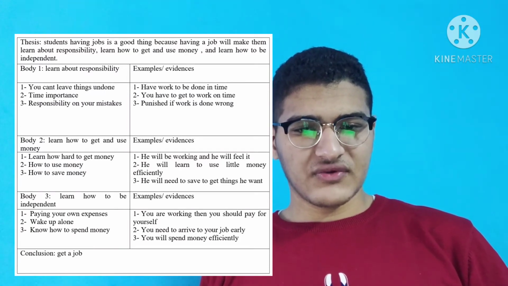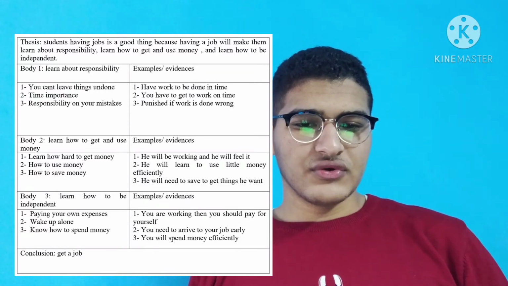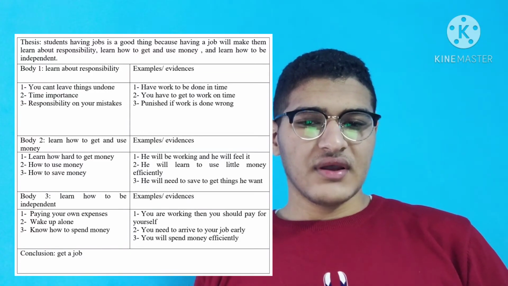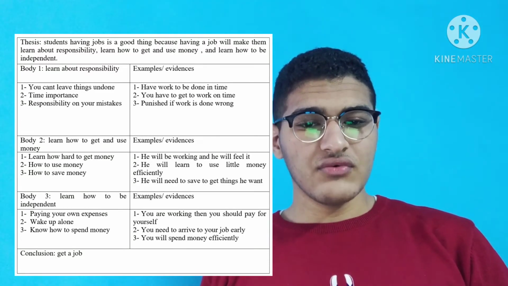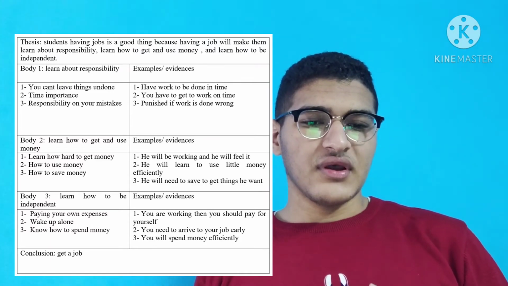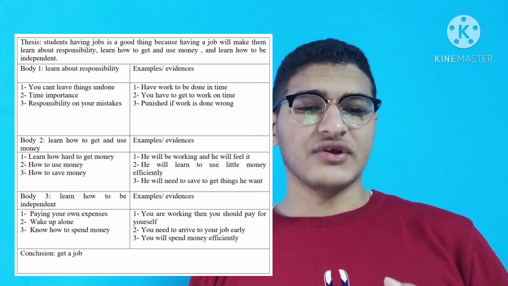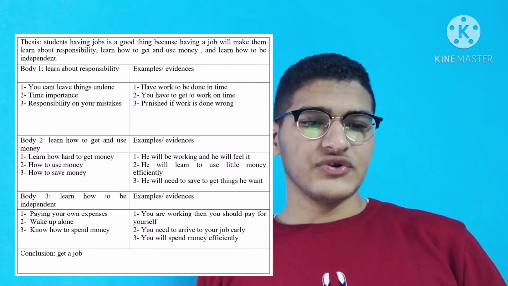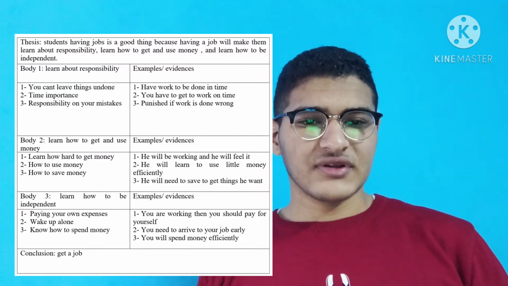The evidence for it: he'll be working and he will feel it. Second point, it supports the sub main idea, how to use money. When you start to get money, you'll have a very small amount of money, and you can't get all of the things that you want. Then you will learn how to use it efficiently, and the evidence for it: you will learn to use little money efficiently.